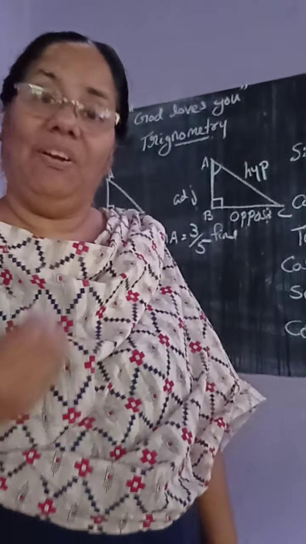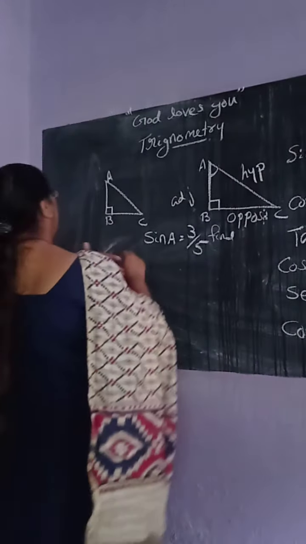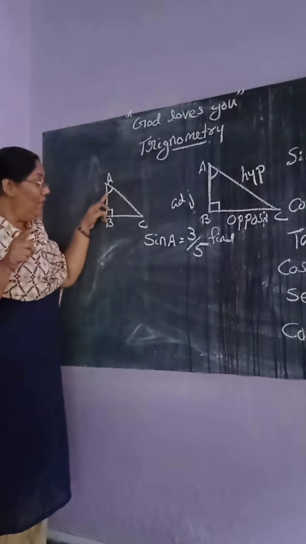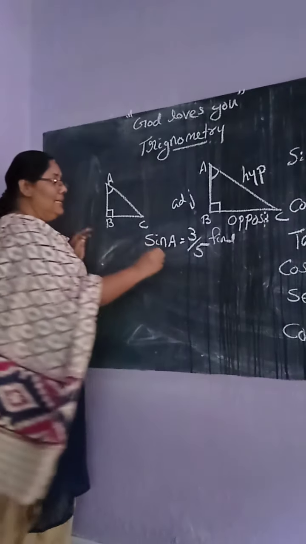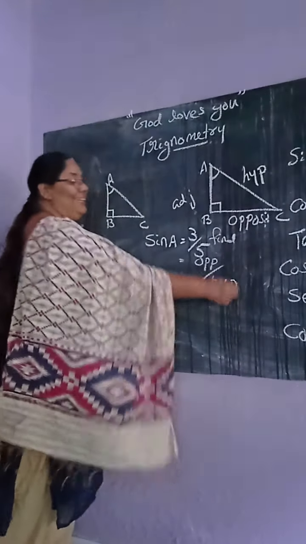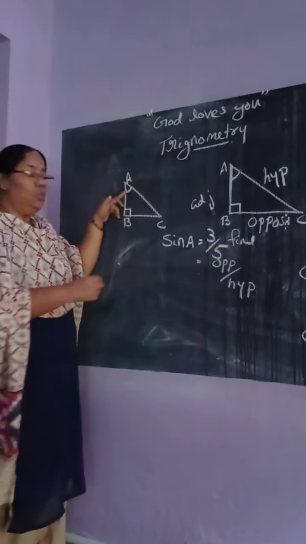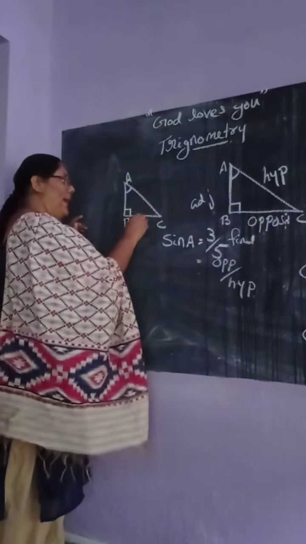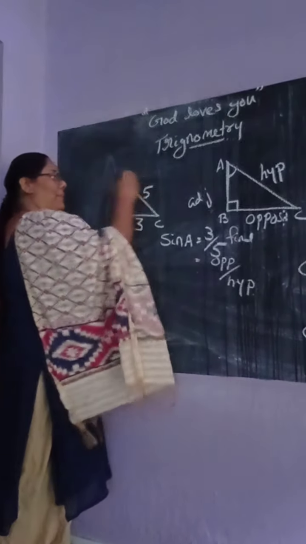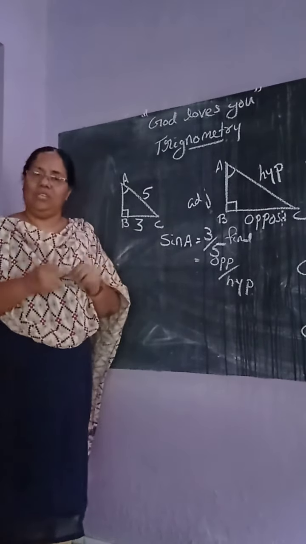Understand the question? Here what is given? Sine A is given. What is sine A? Sine A means opposite side by hypotenuse. Which is the side opposite to angle A? Look here, BC. You can mark it as 3. And hypotenuse is 5. Understand? Two sides are given in the question.